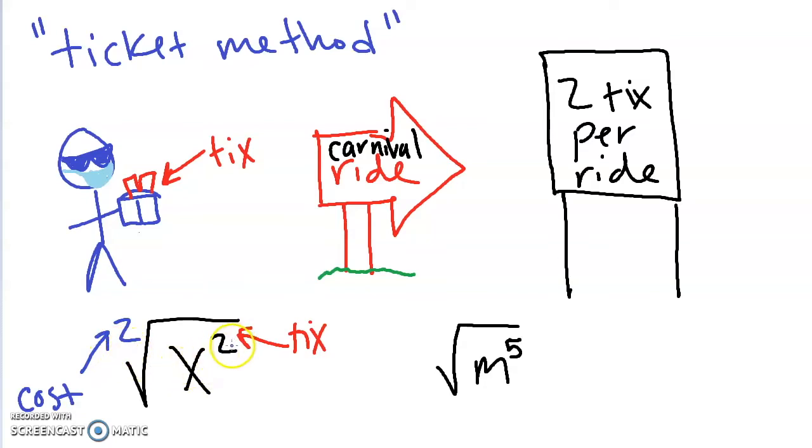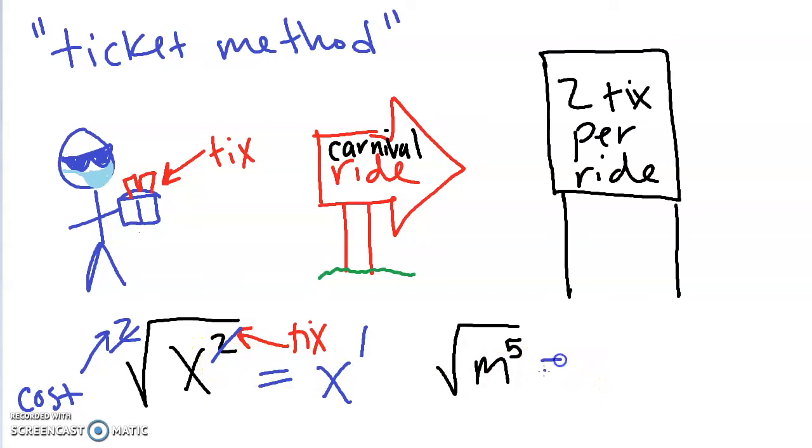If x has 2 tickets and it costs 2 tickets, how many times can he ride the ride? He can ride the ride 1 time. The square root of x squared is the same thing as 1x. In fact, you can even say that these two exponents, the index and the exponent, actually cancel each other out.